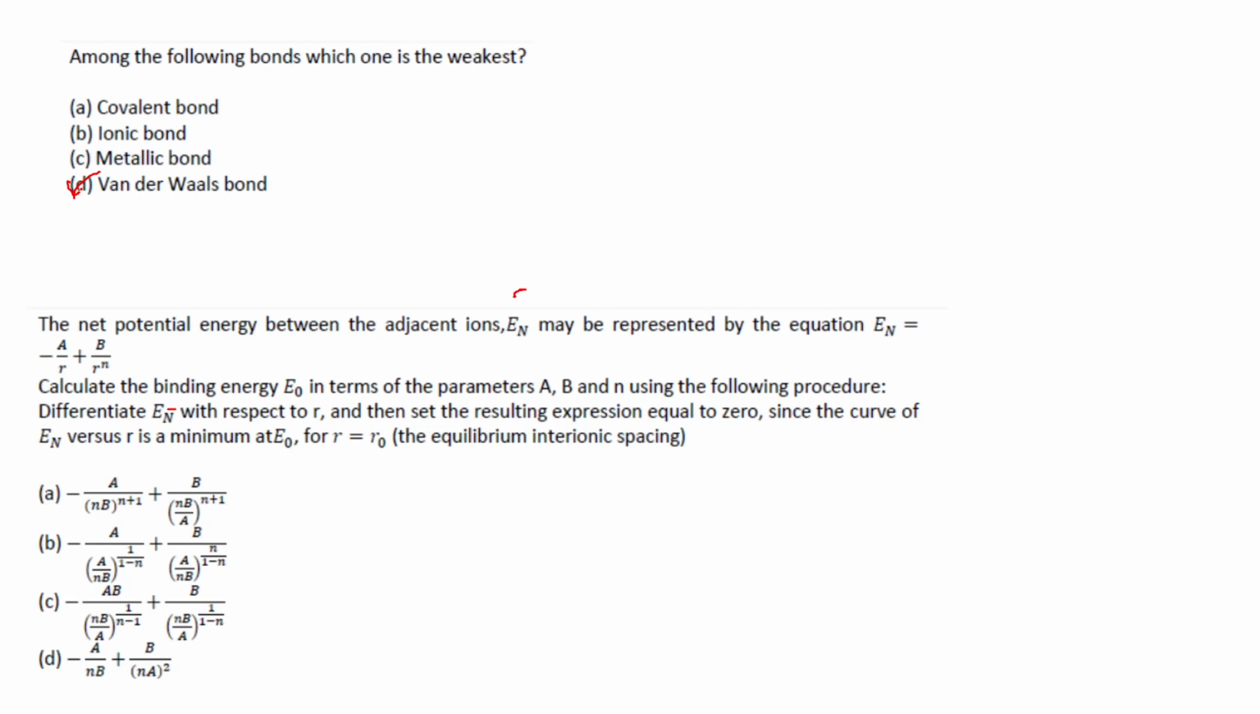So how to solve it? You have to take dE by dr equal to 0. So take the first derivative of it. Then you have to find the R0 value. When En is equal to E0 at R is equal to R0, then E0 you can easily find. Then you can check which option is correct. Then you will get the answer for that.